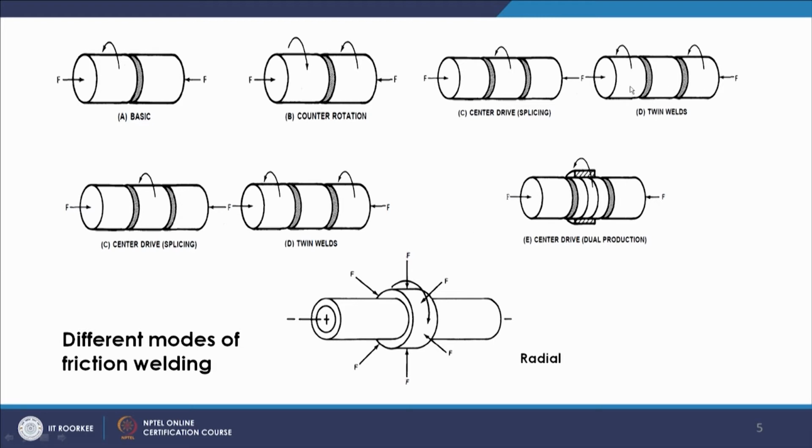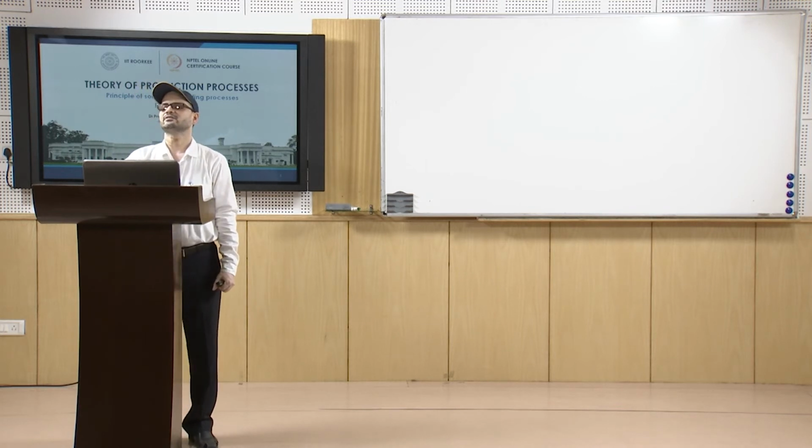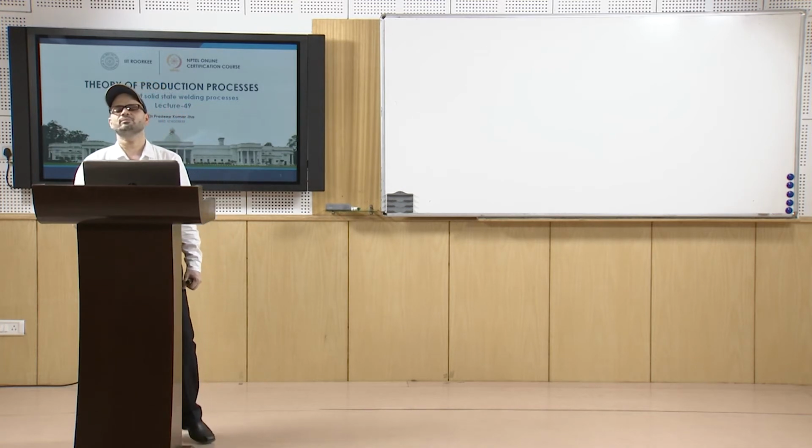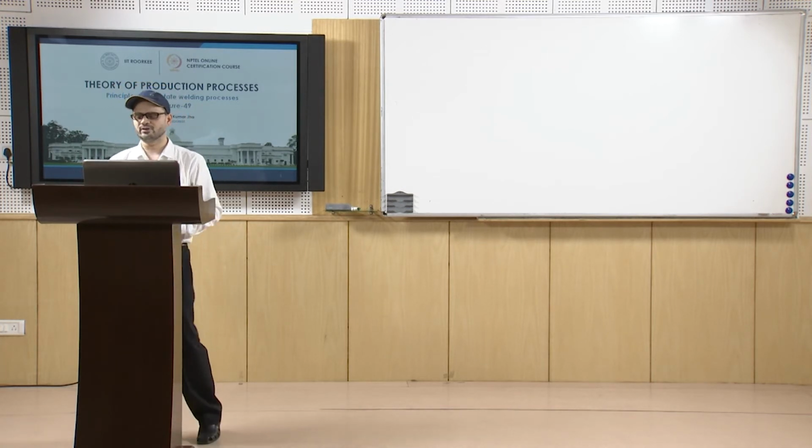Twin weld is also produced here in this case, where you are rotating these two left and right pieces, and the middle part is not rotating. So this way you see that you have different mechanisms of rotation, and then you get different kinds of welds. Similarly, you have center drive, so splicing in this case. You have twin welds again here. I think they are the same ones. Then you have the center drive, that is dual production. Now here this is one center drive dual production, and this is known as the radial one.